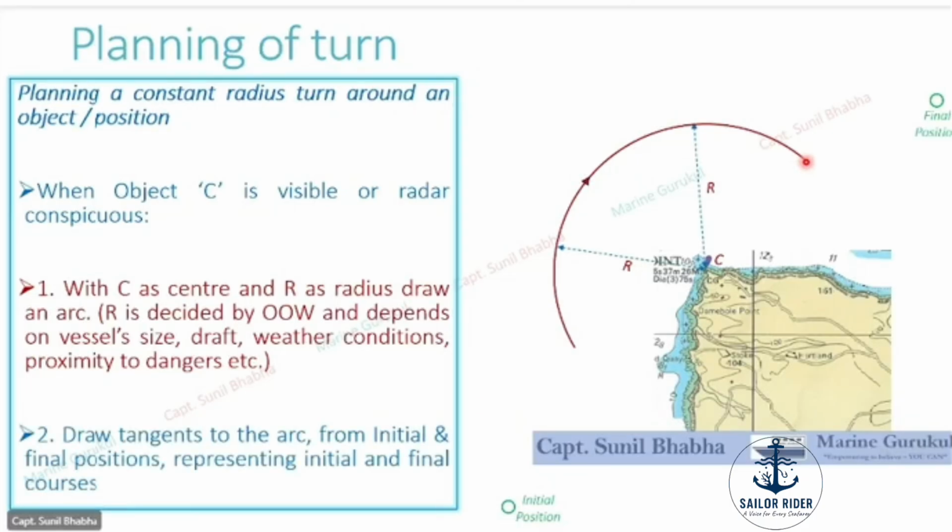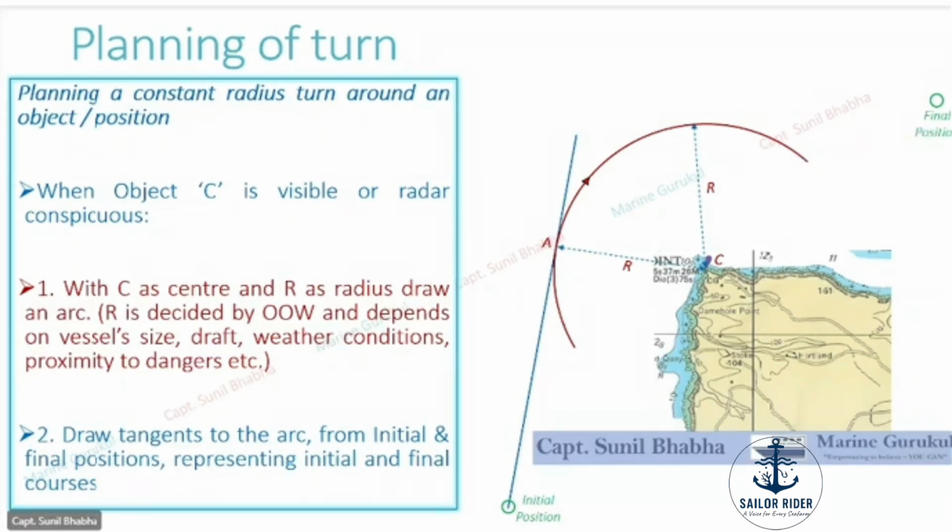Now what we do is, from our initial position, we draw a tangent to this arc. So using our scale and parallel ruler, from our initial position, I draw a tangent to this arc. You can see the tangent coming up. It touches the arc at this particular point. Let's name the point as A, Alpha. Now this becomes our initial course. From our initial position to point Alpha, this represents our initial course.